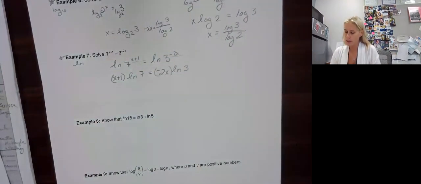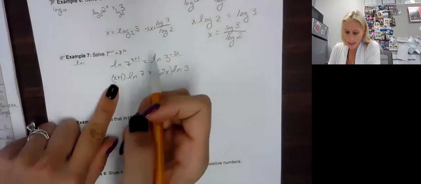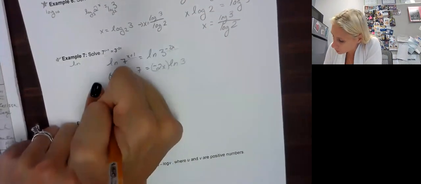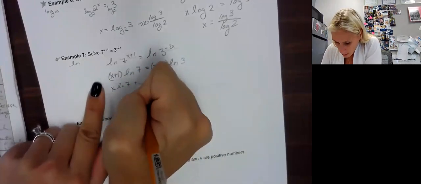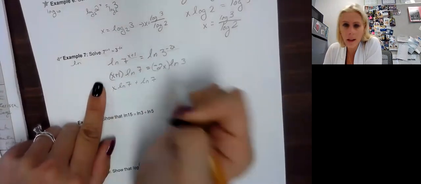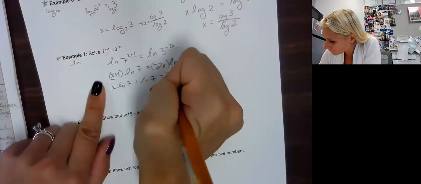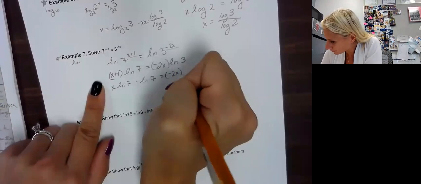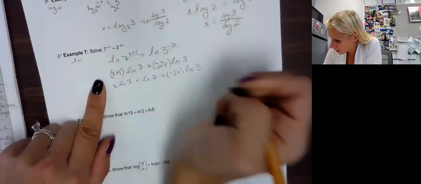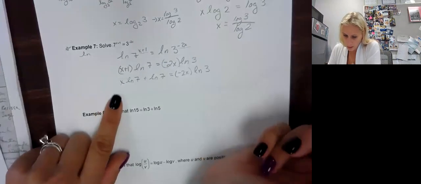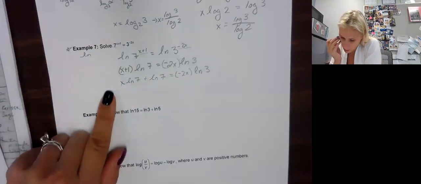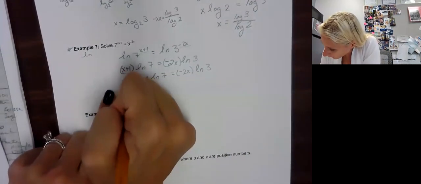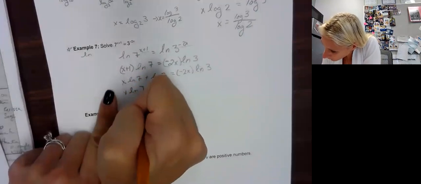Now remember, the idea is to get x on one side. The problem is right here. We want to distribute that out, so we get x ln 7 plus ln 7, right? I don't have to put the 1 down there, equals negative 2x ln 3. All right, now what do we do? Well, let's move our x's to one side and our numbers on the other. So I'm going to have x ln 7.